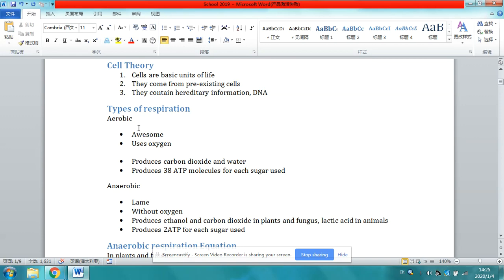To clear things up first, what is respiration? Well, respiration is basically the process of turning food into useful energy, like ATP. And what is ATP? Well, we'll get onto that later. The first one we see is aerobic respiration.